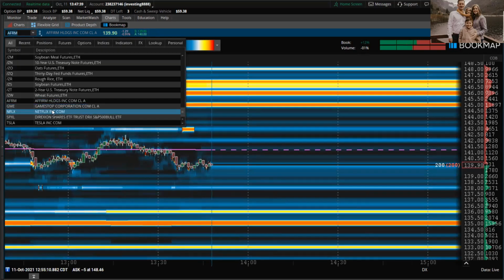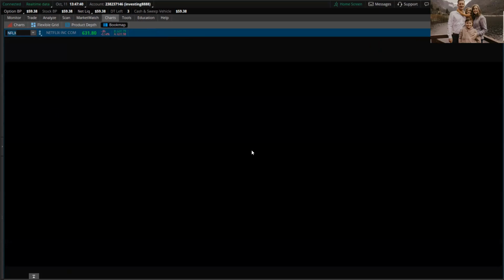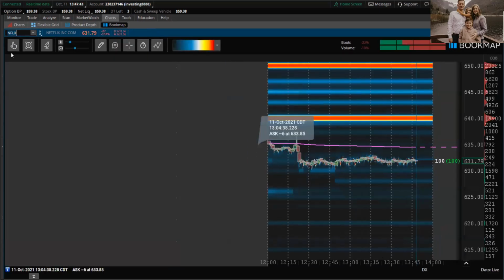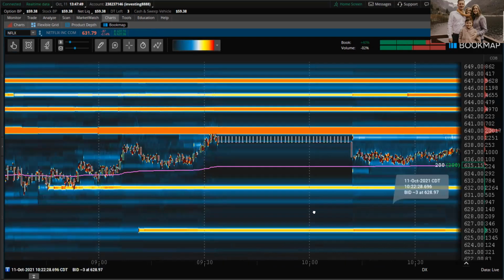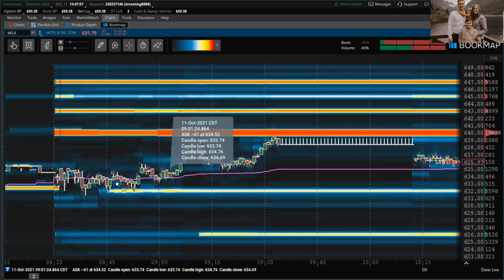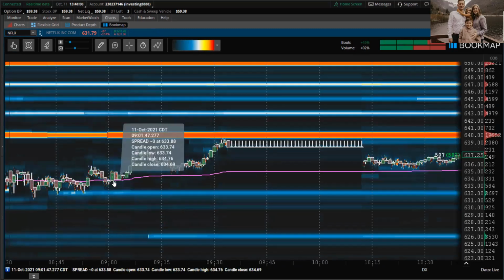All right. Let's see what else. Okay, so we mentioned Netflix, short Netflix at 640. Why did we say that? Well, this is why we said that. Because sure enough, we got support candles down here on these buyers at 632, and we had the VWAP support. We said we were looking for the push to 640. Let me find that. Make sure, because I'm pretty sure we, okay.